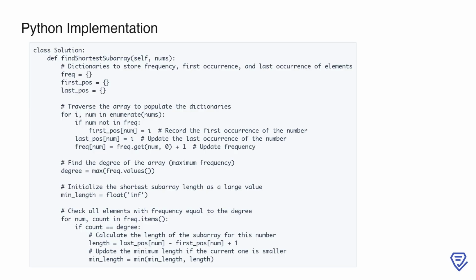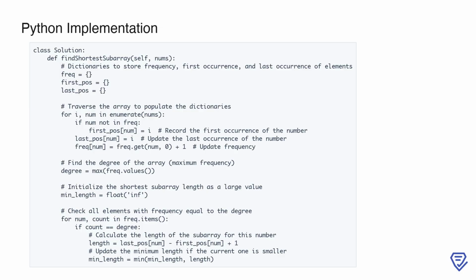Next, we iterate through the nums array using a for loop. For each number in the array, if it's not already in the frequency dictionary, we record its index in first_pos as its first appearance. Regardless of whether it's already been encountered, we update its last occurrence in last_pos and increment its frequency in frequency. By the end of this loop, we have a complete record of how often each number appears and the indices of its first and last appearances.